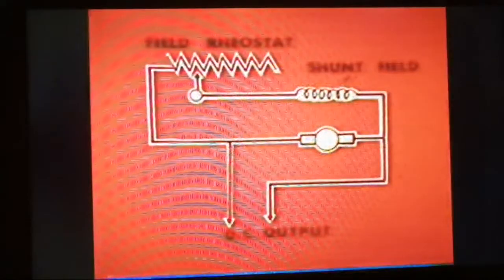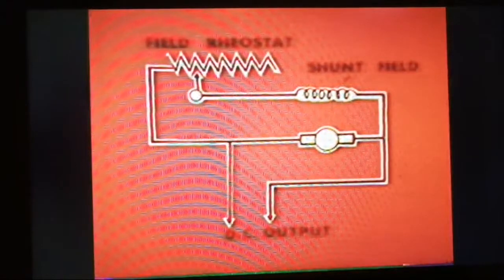Many generators have one or more additional fields which affect the magnetism of pole pieces. Study this schematic a moment.